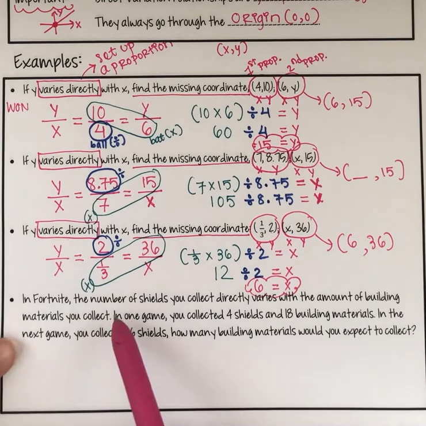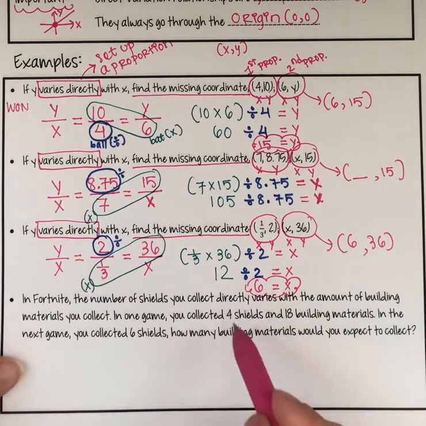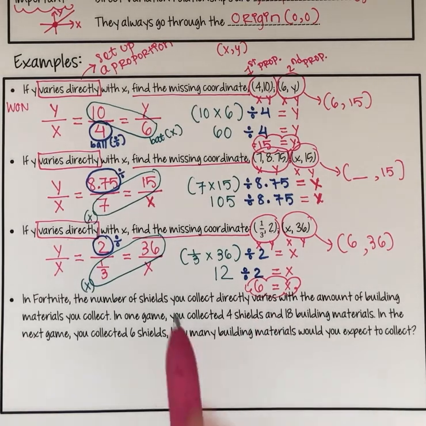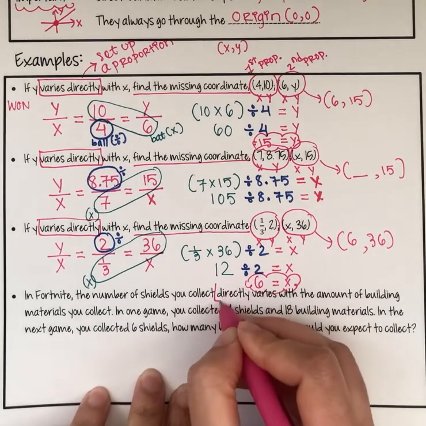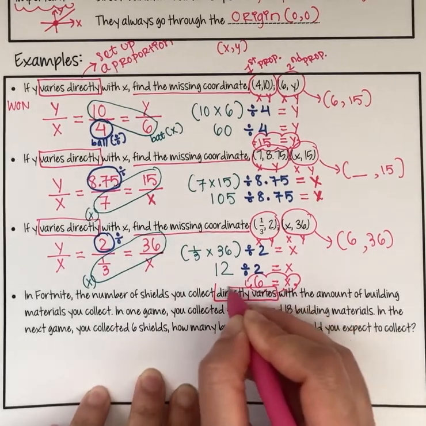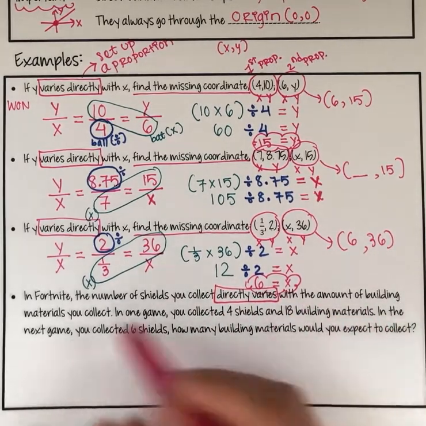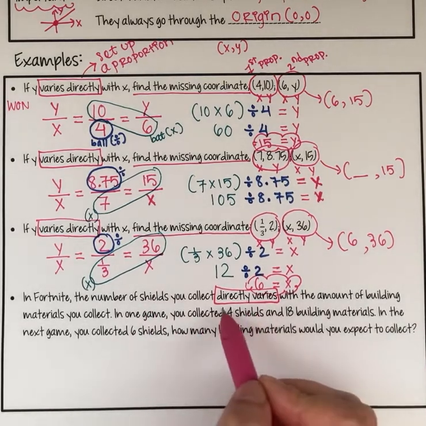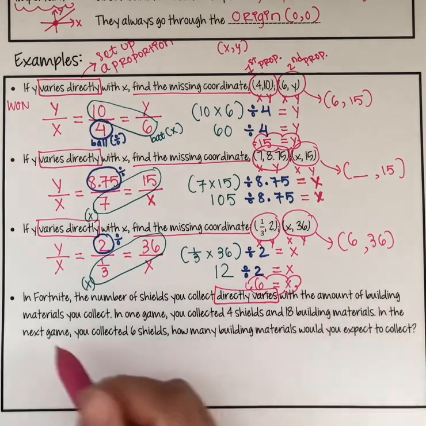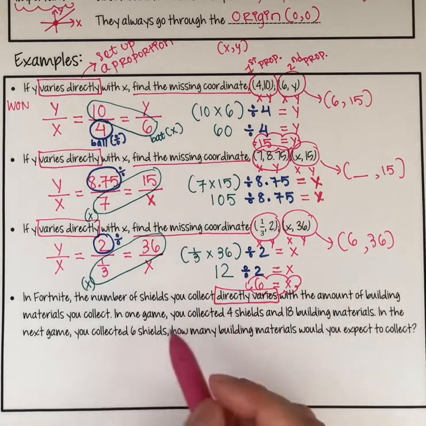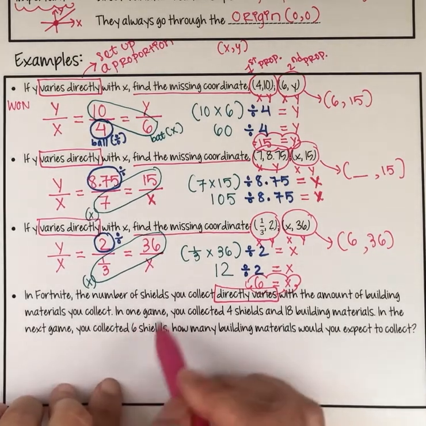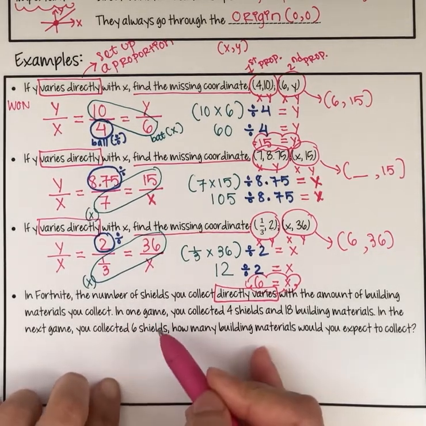In Fortnite, the number of shields you collect directly varies. Okay, this time they are saying directly varies instead of varies directly, but it's the same thing. So I'm gonna box that. Directly varies with the amount of building materials you collect. So your shields directly varies with amount of building materials. And in one of the games, so 1 is actually not an important number, so I'm not gonna circle it because it's just talking about a game.